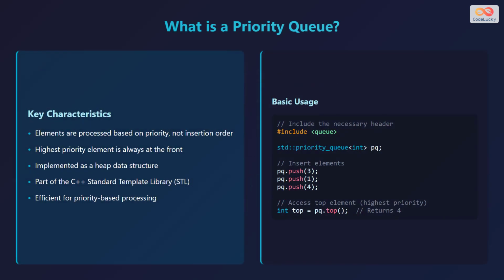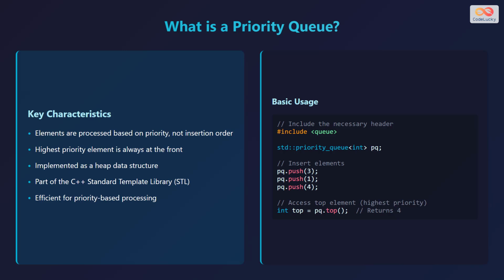Let's define what a priority queue is. Unlike regular queues where elements are processed in first-in, first-out order, priority queues process elements based on their priority. The element with the highest priority is always at the front and gets processed first.